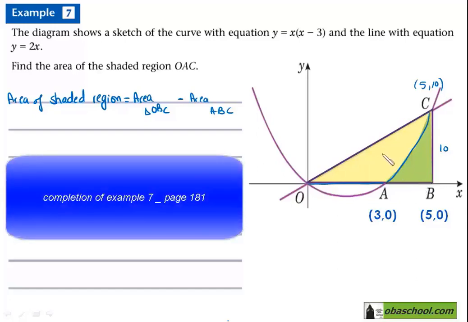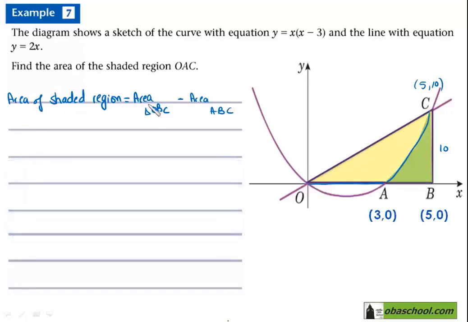Let's continue. We will start with the area of the triangle OBC, which is the base. Look here, the base is OB times the height, which is BC, divided by 2. Okay, OB is 5 times BC, which is 10, divided by 2. The answer is 25. This is the main area.